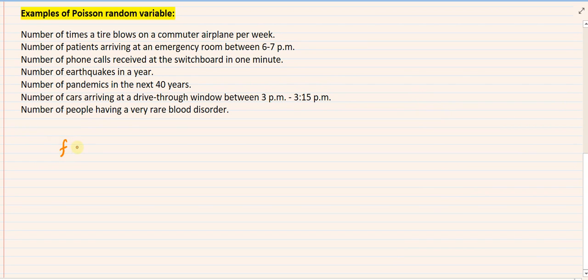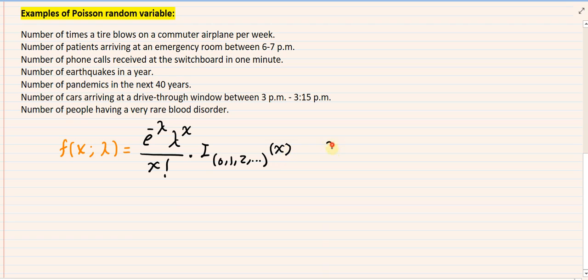I'm going to use f of x in the form of a function. f of x is given by e to negative lambda, lambda to the x over x factorial. This is going to be the form of the probability distribution. And I use an indicator function which shows the domain of the random variable. Remember, the way the indicator function works is that for anything not inside the domain, the indicator function takes on a value of 0. This is a multiplication. So for all x's that are inside the domain, namely all these whole numbers, the value of the indicator function is 1.